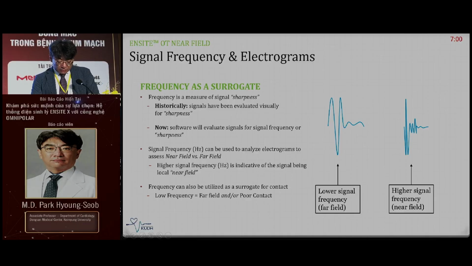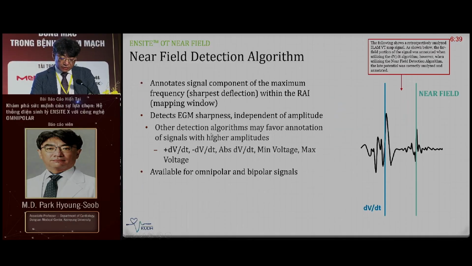Frequency can also be utilized as a surrogate for the contact. Low frequency means far field or poor contact. So the electrograms you have to choose during the mapping are the ones with local, higher signal frequency. That means near field signals.